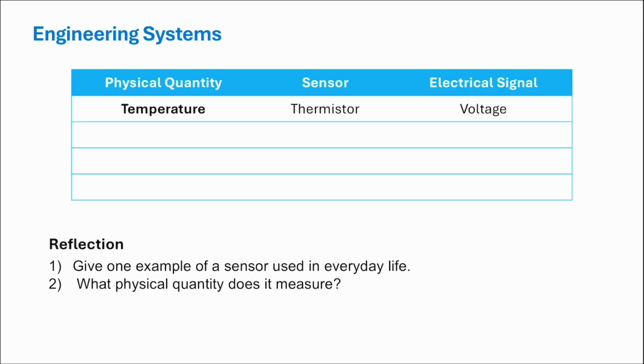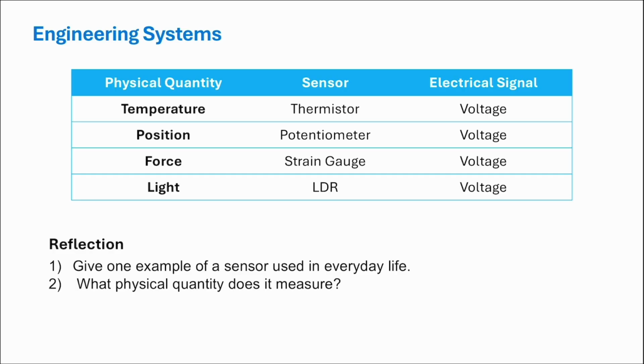A thermistor will convert the temperature into voltage. A potentiometer will convert the position of an object into voltage. A strain gauge will convert the force into voltage again. And the LDR, the light dependent resistor, will convert light into voltage. Here I want to give one example of a sensor used in everyday life. What physical quantity does it measure?